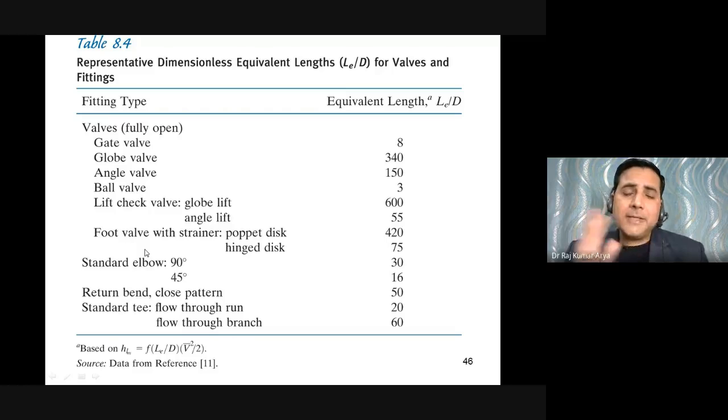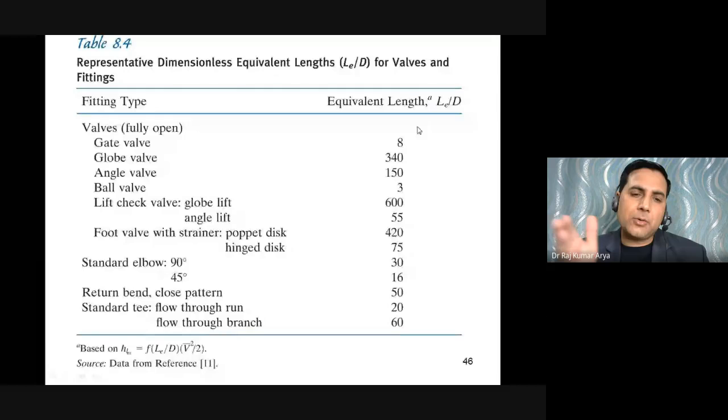Everything you fix in the pipeline gives some loss in your pressure, or energy loss. Therefore the losses are given here. The losses are in terms of energy, and since you are calculating energy, they are calculated in terms of the length upon the diameter of the straight pipe. So how do we correlate that? This is your loss formula.